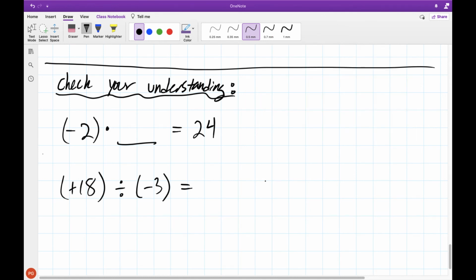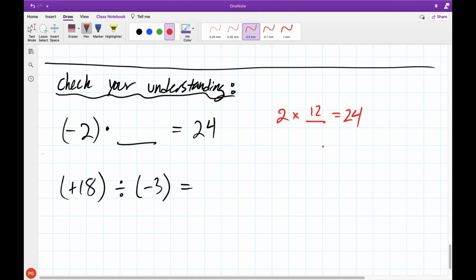Okay, let's go over the answers. For our first one here, negative 2 times what number will give us 24? So similar to the ones where we were doing adding and subtracting, we have to think backwards here. First thing we want to think about is 2 times what number would give us 24. In other words, 24 divided by 2 is what? Well, we'd have to put a 12 here, right? 2 times 12 gives us 24.